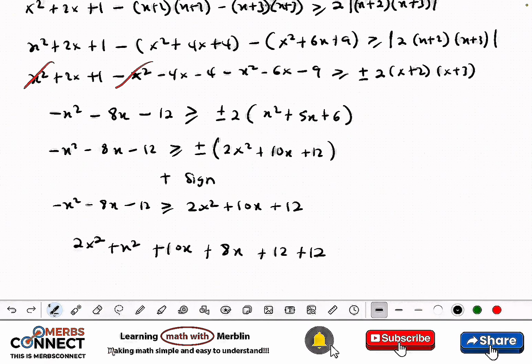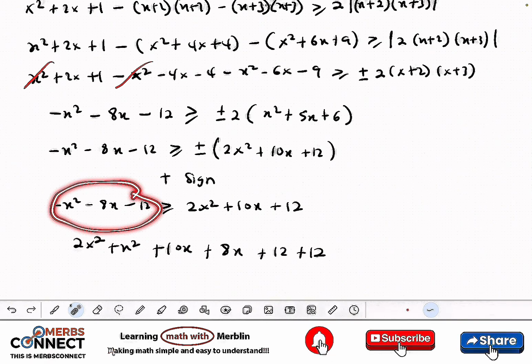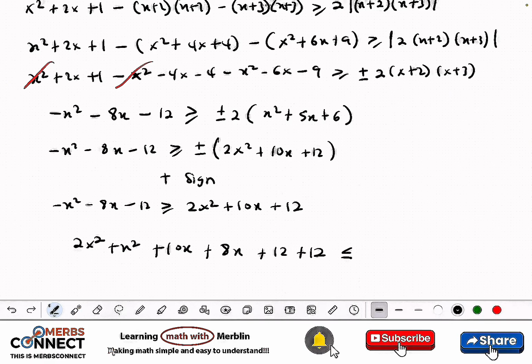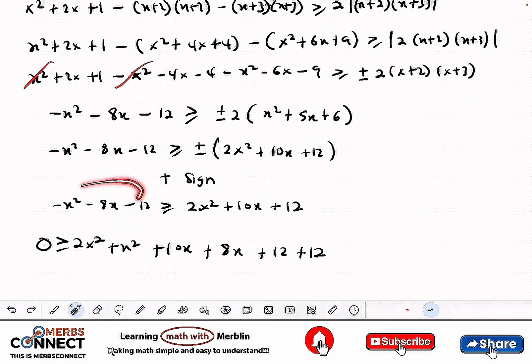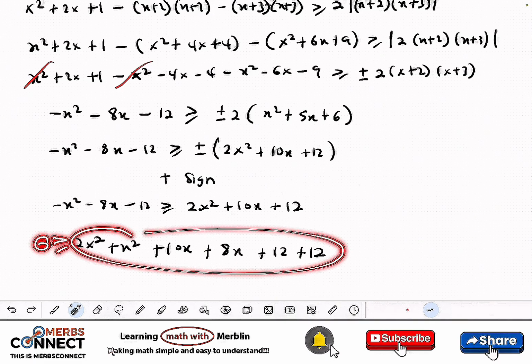Now remember, I'm moving this to this side. So look at the sign here. The sign here is on the 12. So this is going to be like this, 0. Or if I want to write it this side, it's like this, greater than 0, because I've moved all this to this side. So everything here now is 0. So 0 is greater than or equal to what is here, right?